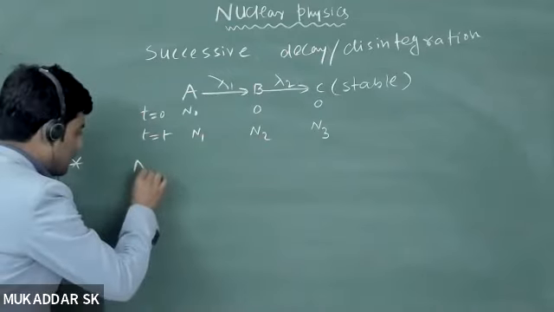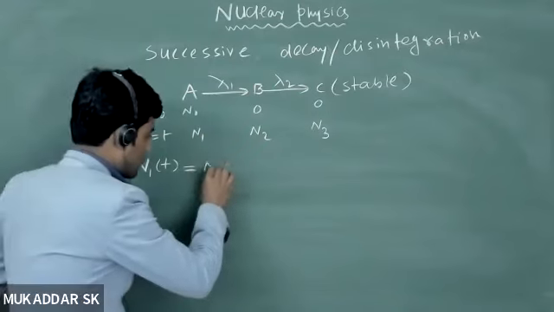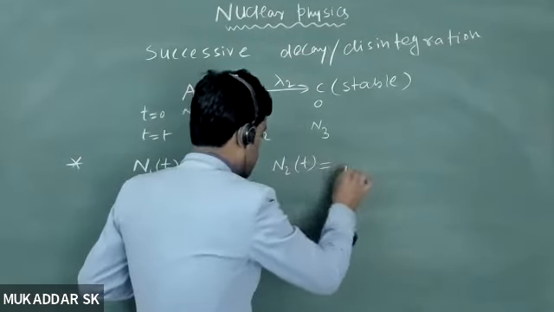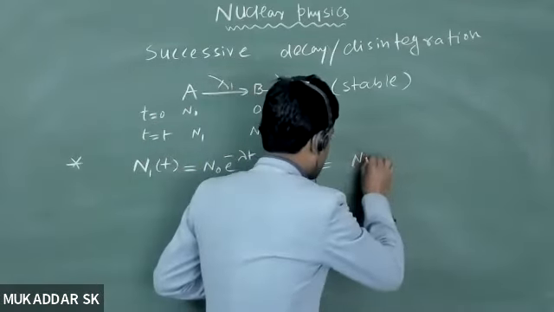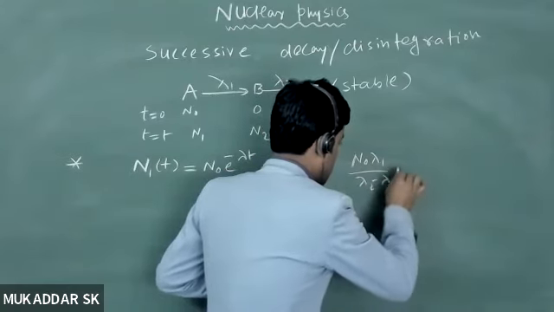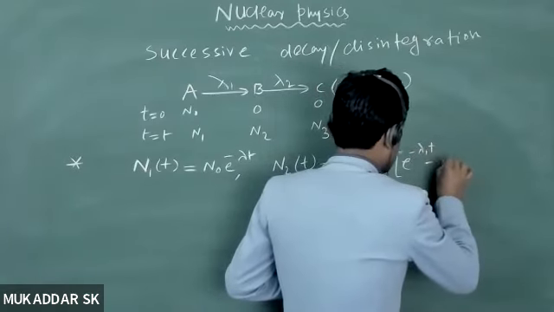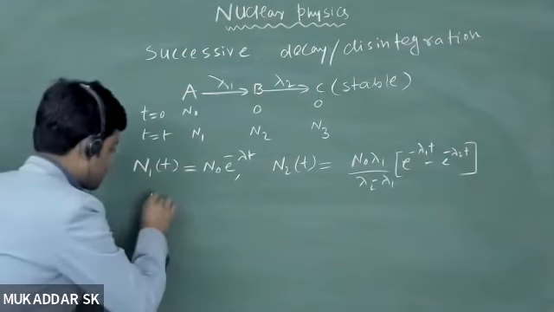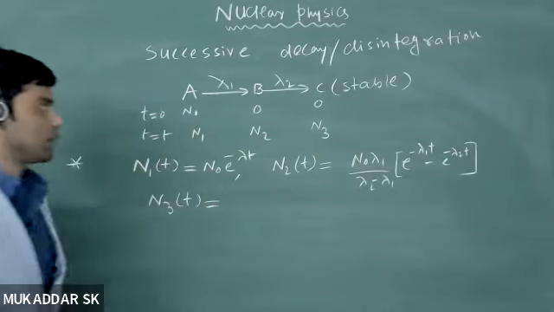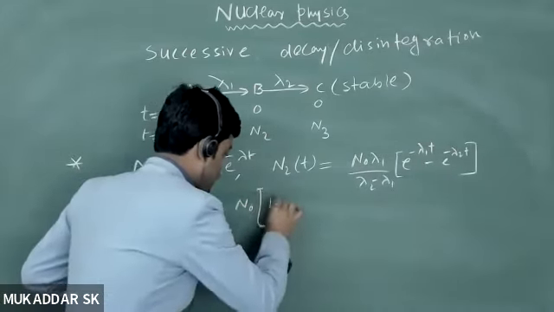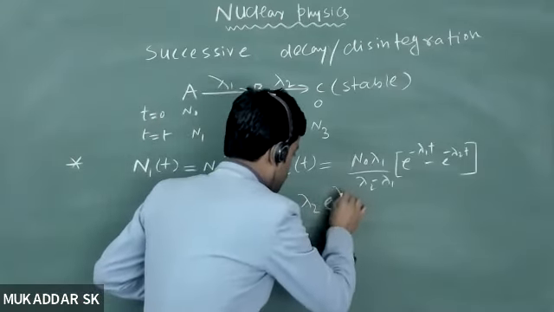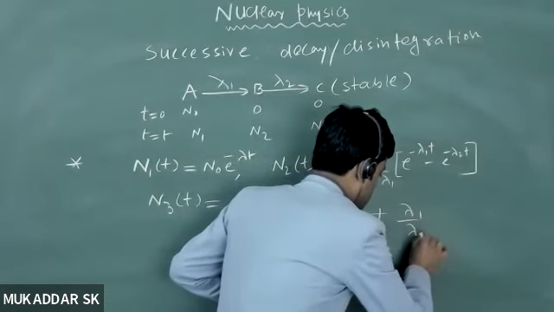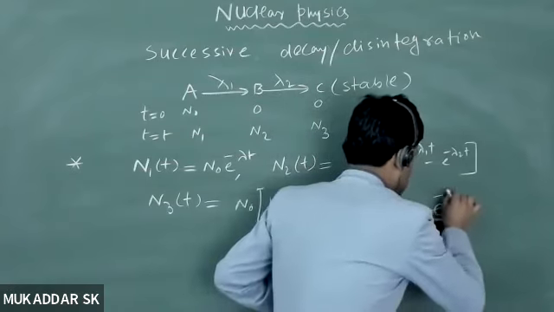And we have derived that the number of A nuclei present at time t is N naught e to the power minus lambda 1 t, and the number of B nuclei present after time t is N naught lambda 1 by lambda 2 minus lambda 1, times e to the power minus lambda 1 t minus e to the power minus lambda 2 t. Now the C nuclei, N3 after time t, was N naught times 1 minus lambda 2 e to the power minus lambda 1 t over lambda 2 minus lambda 1, plus lambda 1 over lambda 2 minus lambda 1 e to the power minus lambda 2 t, right?